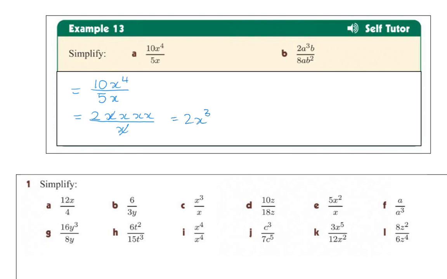Now I just want to make sure that you understand the difference between 10 over 5 and 5 over 10. So 5 over 10 is a different number to 10 over 5. We would divide the top and the bottom by 5 and end up with 1 over 2. x to the 4th over x simplifies down to x cubed.